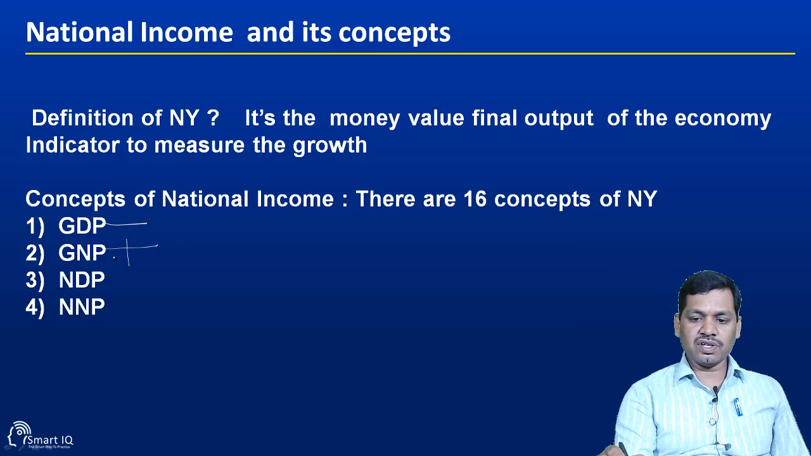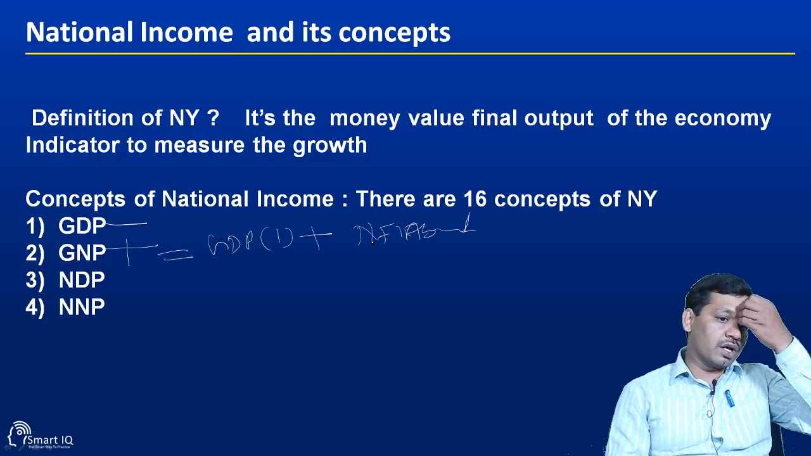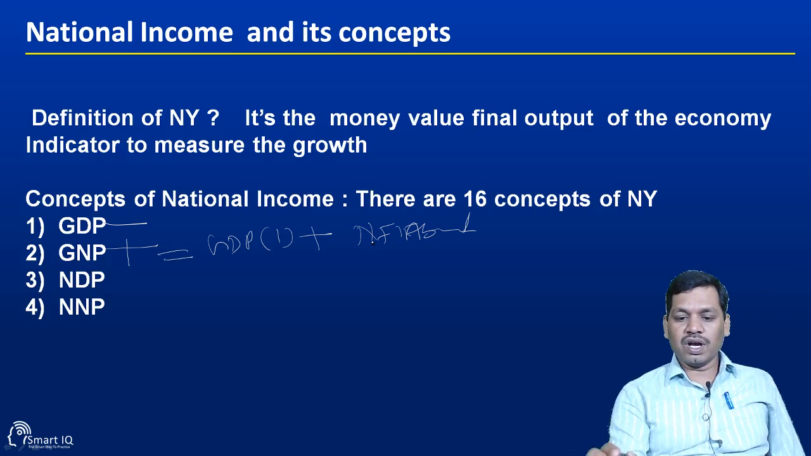The only difference is that GDP is the first one, and GNP is the first one plus net factor income from abroad, the net income earned by factors of production from foreign sources.